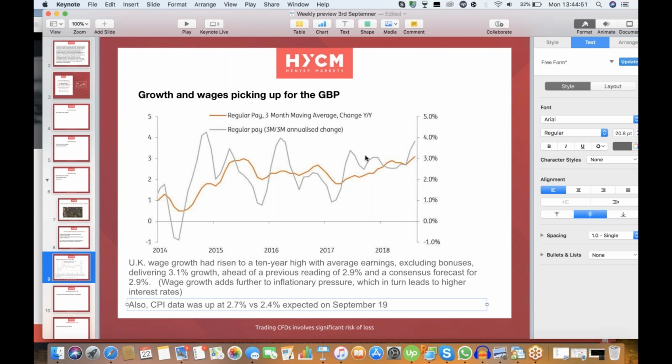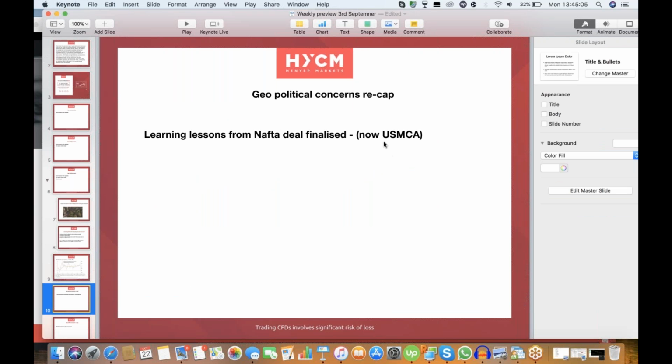And behind the pound, there's this very strong recent domestic data, increasing wages, and that's starting to show in the inflation lifting as well. That's all excellent news. And the reason I wanted to particularly draw your attention to this is because we can learn some lessons here from what happened with NAFTA.